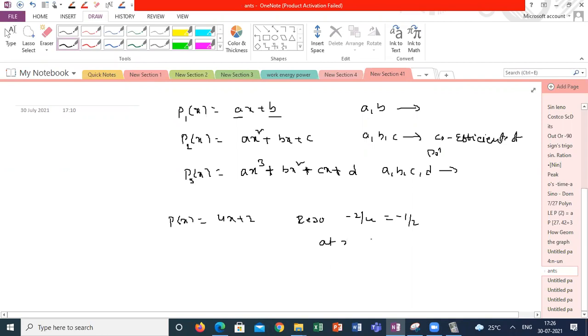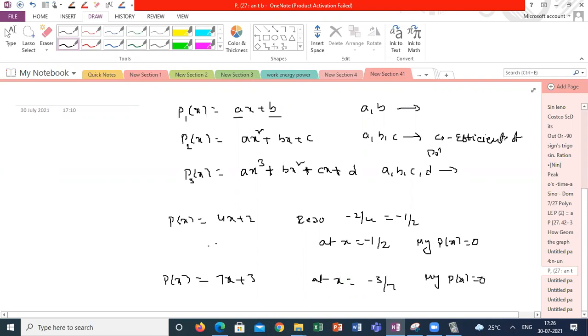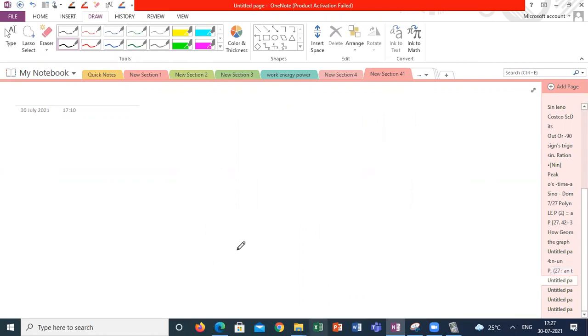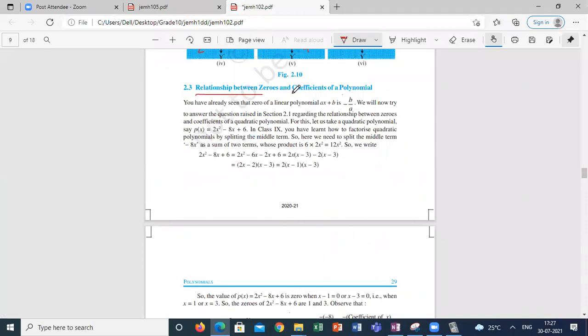At x equal to minus 1 by 2, I am getting P of x as 0. Suppose in the same equation I write P of x equal to 7x plus 3. At x equal to minus 3 by 7, my P of x is 0. So it is clearly understood from the linear equation that the coefficients of the polynomial decide the zeros of the polynomial. Am I right? So from that we are going to discuss the relationship between zeros and coefficients of a polynomial.